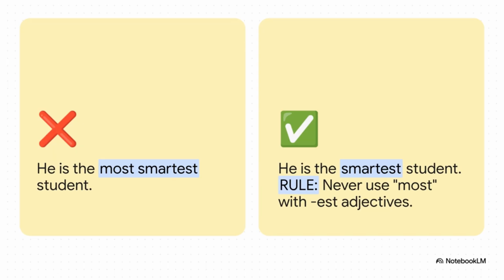And you guessed it, the exact same logic applies to superlatives. You never, ever say the most smartest. The -st ending on smartest already means the most smart. So again, you just pick one or the other. The correct way is simple. He is the smartest student.